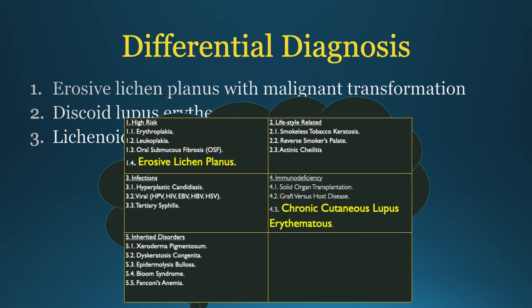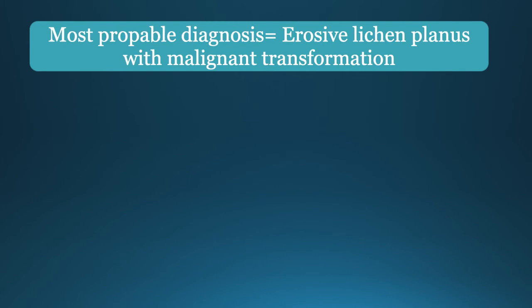This table shows us the precancerous lesions. We have lichen planus here, and also lupus erythematosus. So we're considering the age: the patient was 60 years old, and there are no skin lesions. So we're considering most probably that we have erosive lichen planus with malignant transformation.